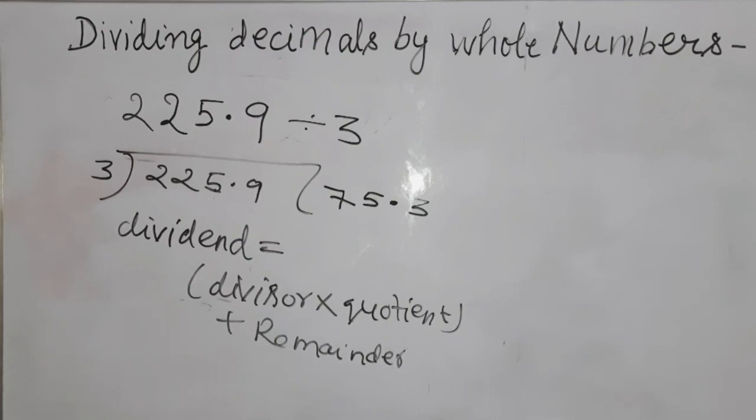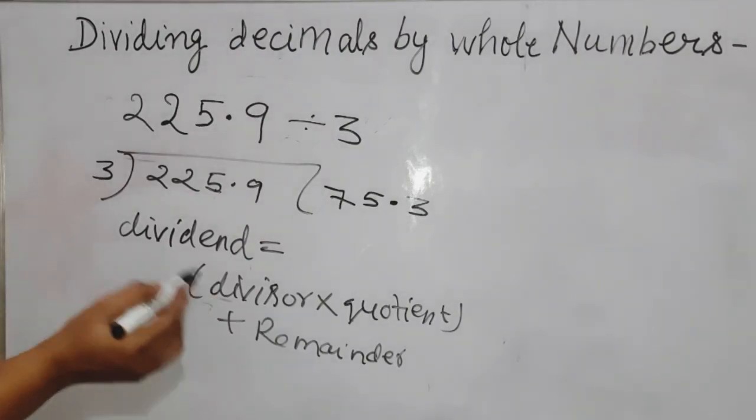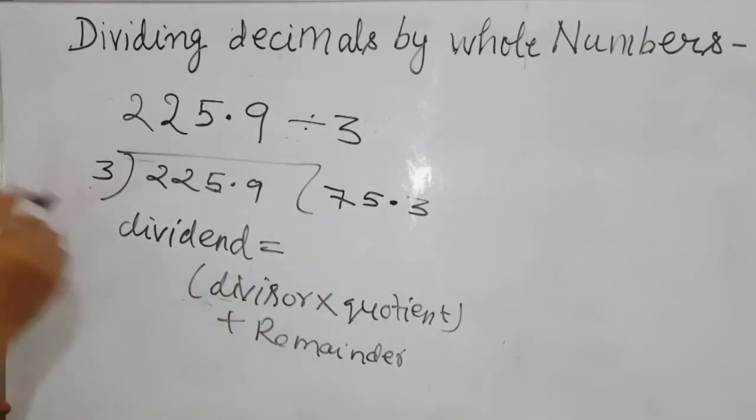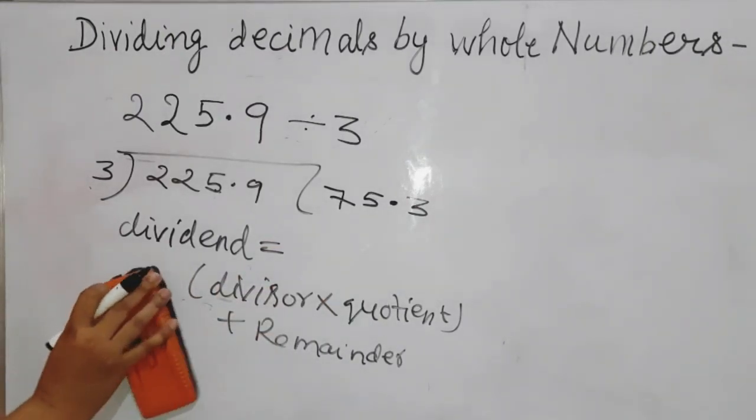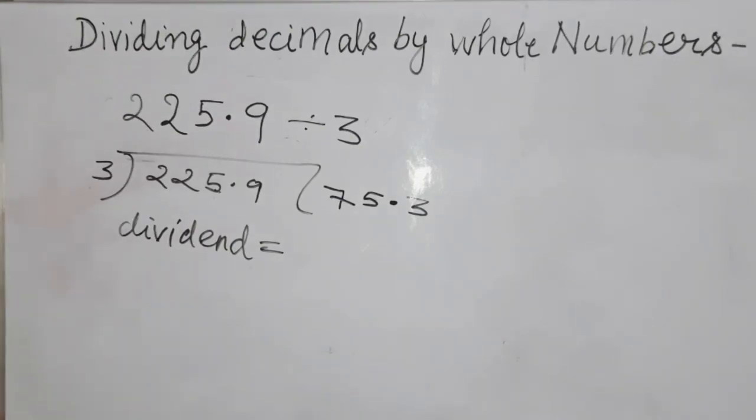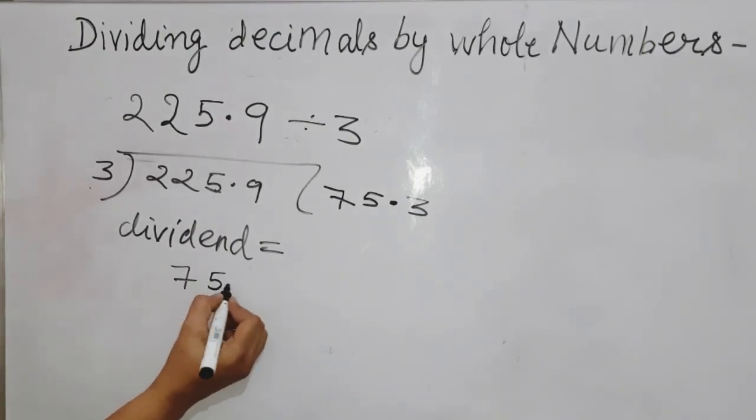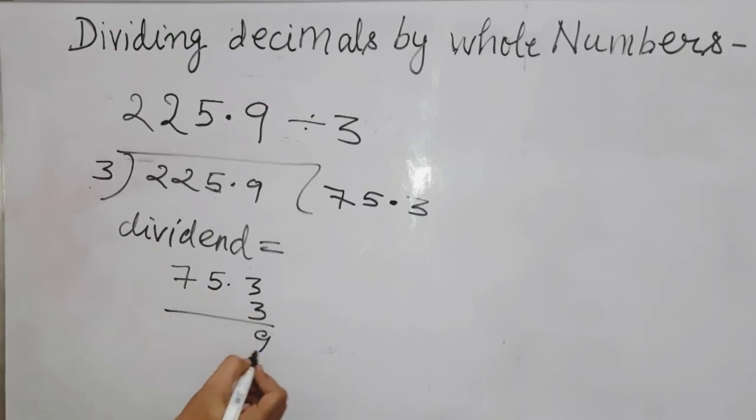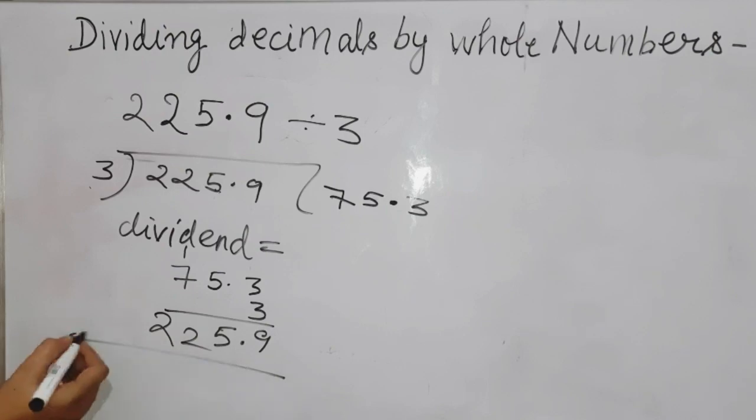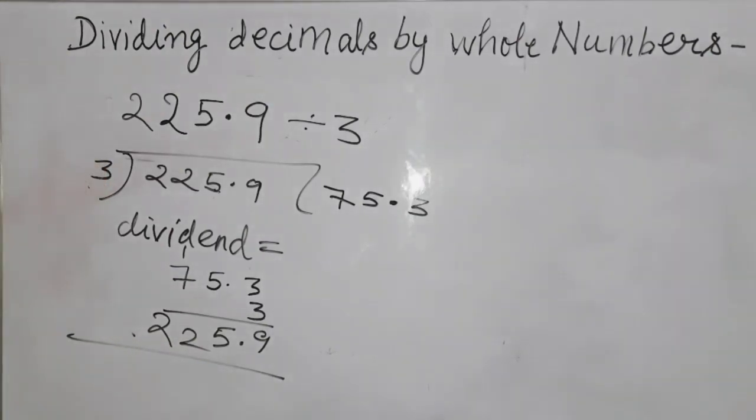Okay. Now let me check this division. Divisor is 3, quotient is 75.3, remainder was 0. So what I have to do, I have to multiply 75.3 by 3. So let me check. 3 3s are 9, 3 5s are 15, 3 7s are 21, 22. So as you all can see, I have obtained the dividend over here. That means the division which I have performed is totally correct.